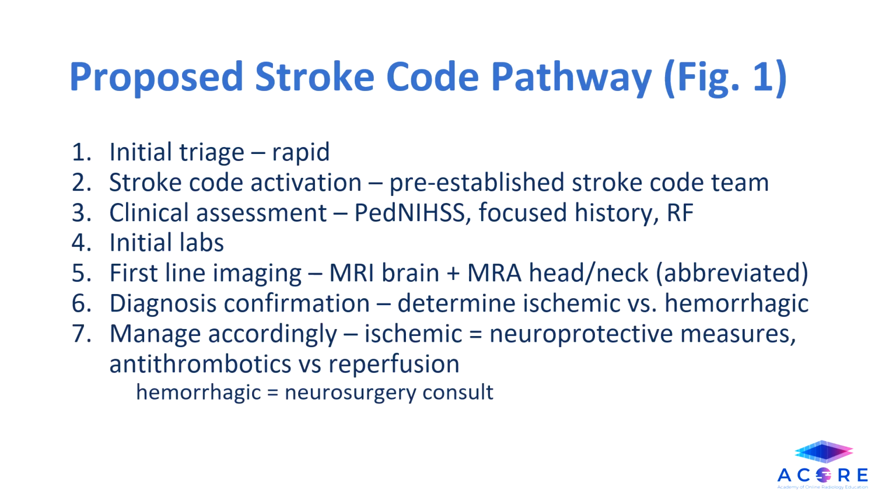If it's ischemic, initiate neuroprotective measures and determine if antithrombotics or reperfusion therapies are appropriate for this patient. If it's a hemorrhagic stroke, neurosurgery should be consulted. At this point, admission plans should be made, and the patient should be admitted either to the pediatric ICU or stroke unit for further monitoring and follow-up imaging.